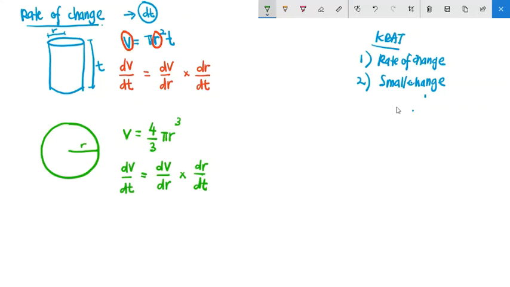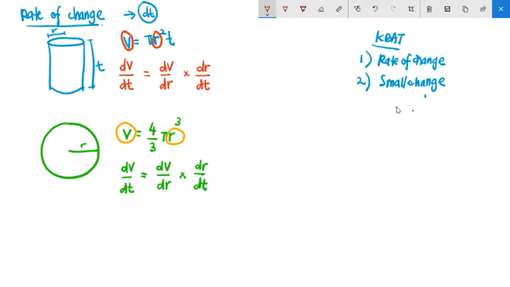Okay, something's related to v and r. Okay, so this one is very easy. Just make sure yang equation tu apa yang berubah, apa yang change. The volume change when R change, the radius change. So the equation, the rate of change equation must related to something yang berubah, V and R. Dia tak akan berubah dengan pi sebab pi is constant. Okay.